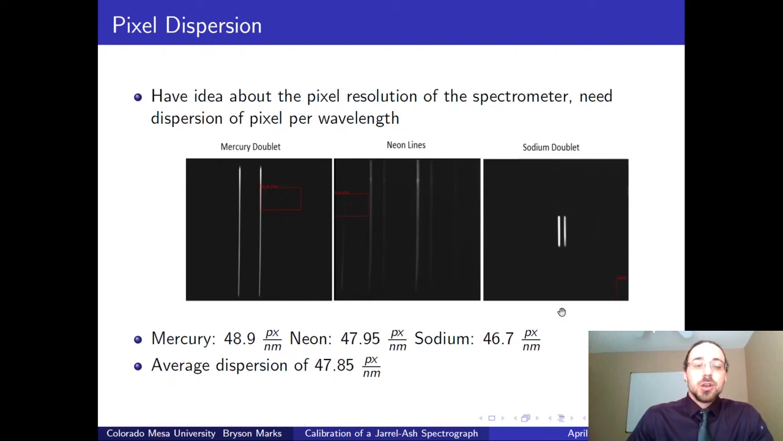Well, I decided to use the Mercury doublet, the neon lines at the position of the Mercury doublet, and the sodium doublet. With the Mercury doublet, I arrived at a dispersion of 48.9 pixels per nanometer. With the neon spectral lines, I arrived at a 47.95 pixels per nanometer dispersion. And with the sodium doublet, I arrived at a 46.7 pixel per nanometer dispersion. Now this enabled me to calculate an average dispersion of 47.85 pixels per nanometer.